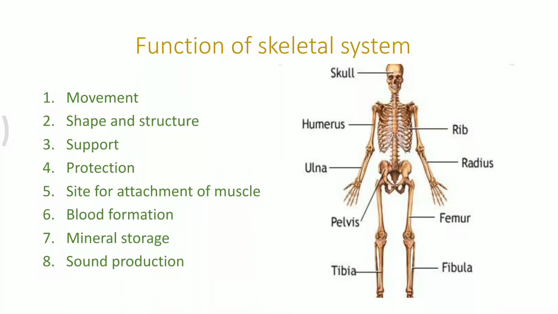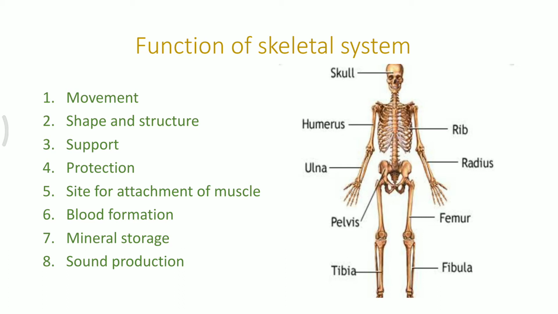The hard supportive or protective elements of the animal body form the skeletal system. It consists of the bone, cartilage, the tendons as well as the ligaments. So all of these together form the entire skeletal system.